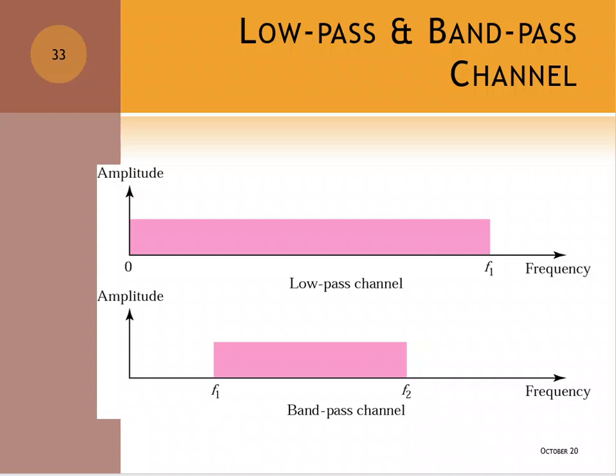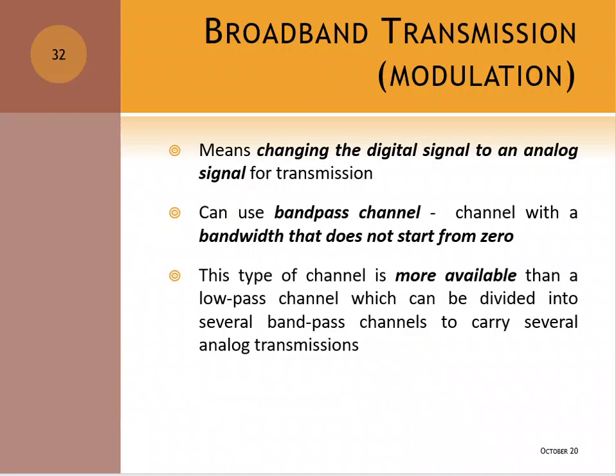Okay, so kita tak pergi detail. Okay, so hanya you perlu tahu perbezaan, the difference between baseband transmission and broadband transmission, dan apa channel yang diguna, dan kenapa broadband transmission is more preferable, because the type of channel is, the band pass channel is more available.